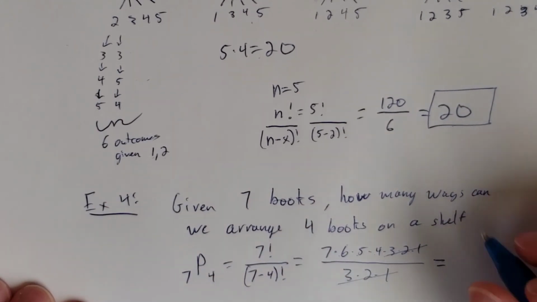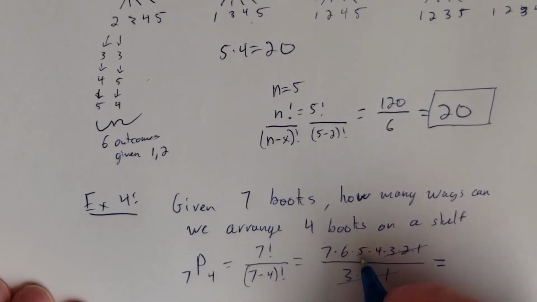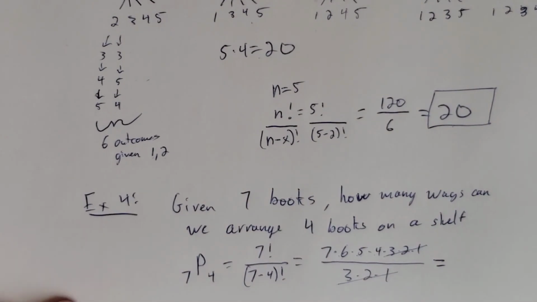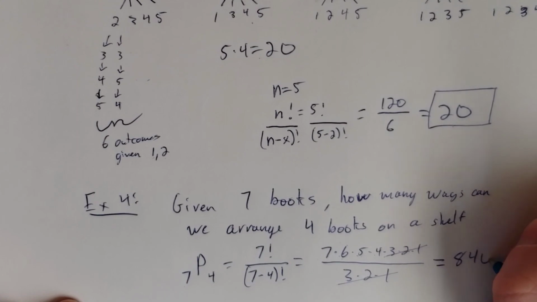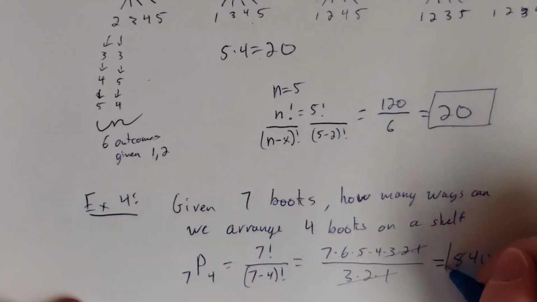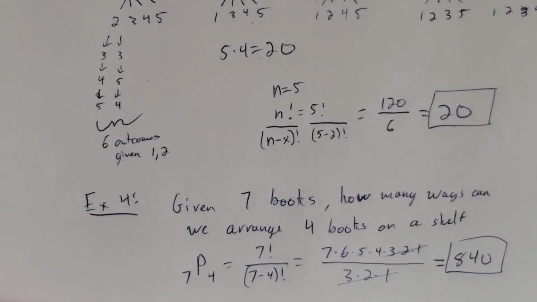7 times 6 is 42. Times 5 is 210. Times 4 is 840. So we get 840 here as the number of different ways that we can arrange 4 books out of a total of 7 books.